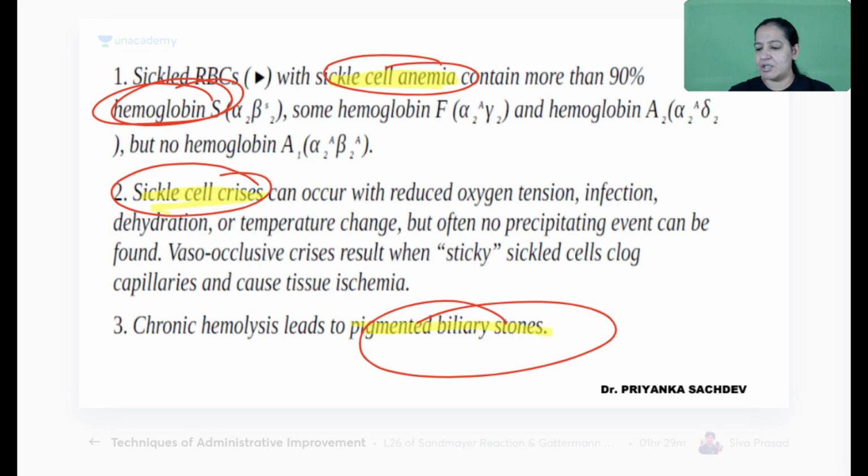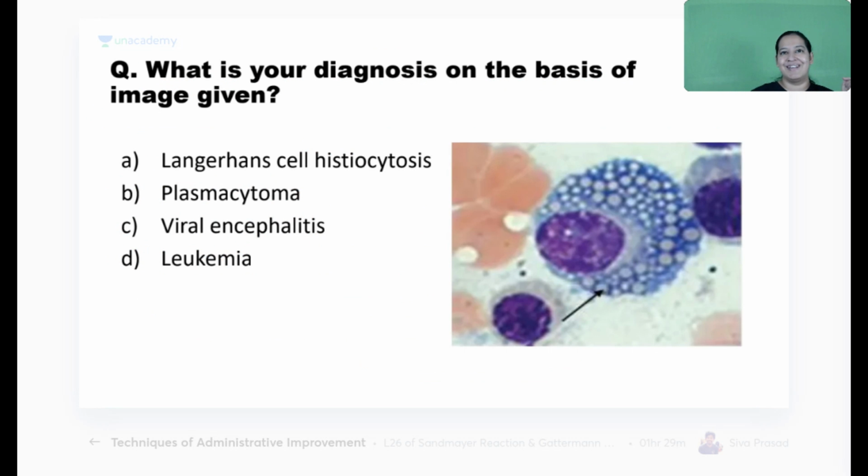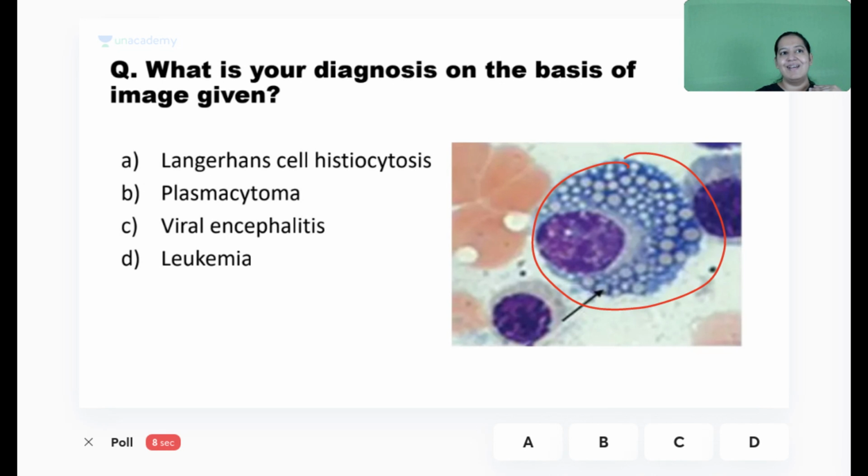So coming to the next question. The next question is in front of you. Identify the cell. Be fast. In which condition is this cell seen? First identify what it is, then write in which condition it is seen. You can see a beautiful cell. Something is present in the cytoplasm of the cell. So what is it? Name the cell.